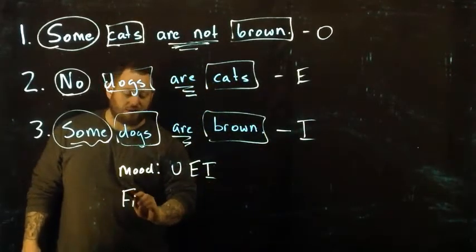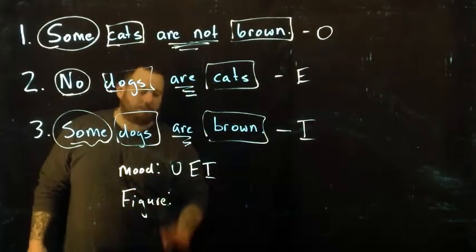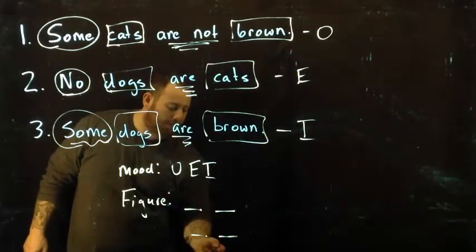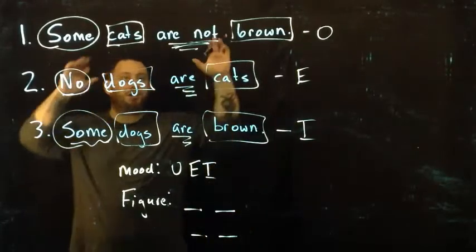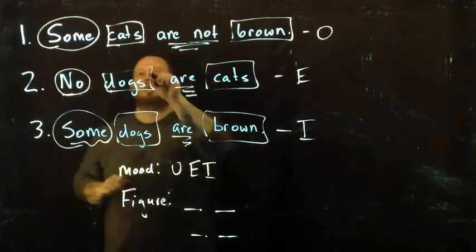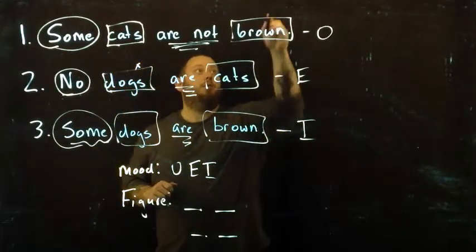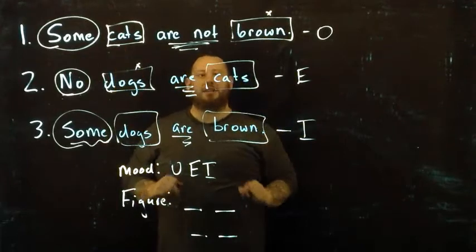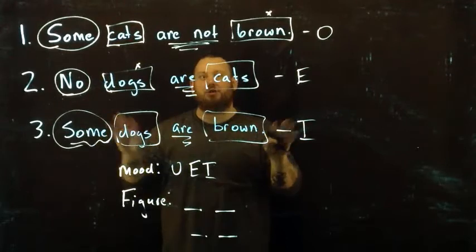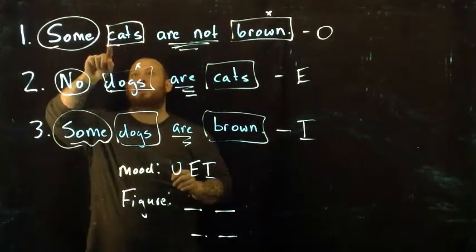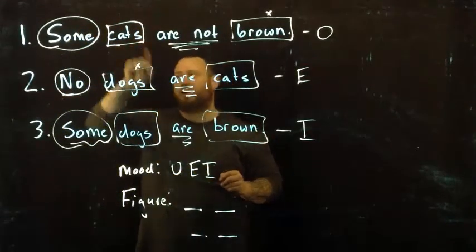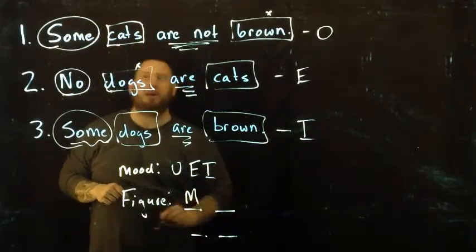And then our next thing is to figure out the figure. Well, the first thing we need to look for is the middle term. So what is the term that shows up in the two premises but not the conclusion? So dogs, so we know it's not dogs. And brown, we know it's not brown, so we are left with cats. Cats is our middle term. It shows up in this premise, it shows up in this premise, but not the conclusion. And in this premise, it shows up in the first term. It's the first term of this. Some P are not Q. Cats is first. So we put our M for our middle term there.